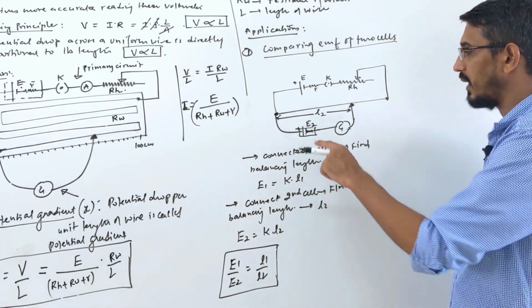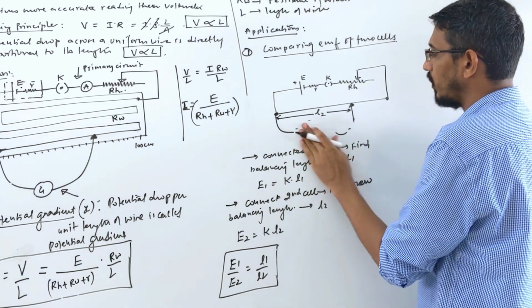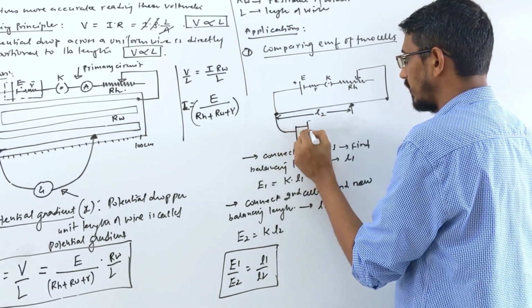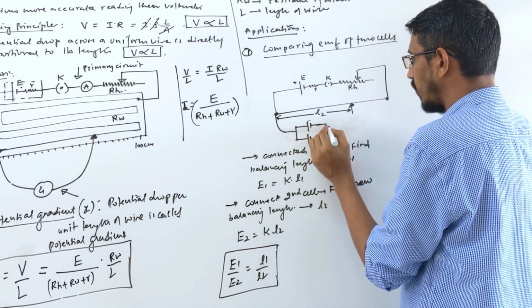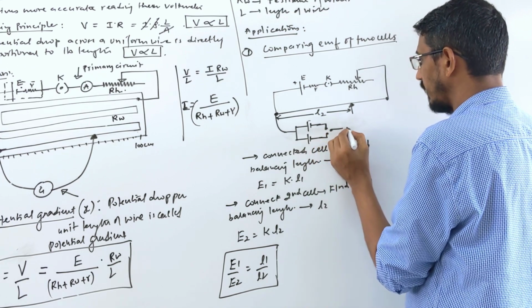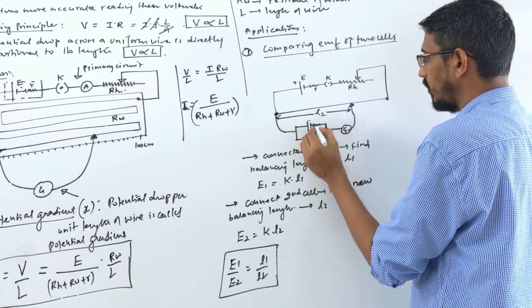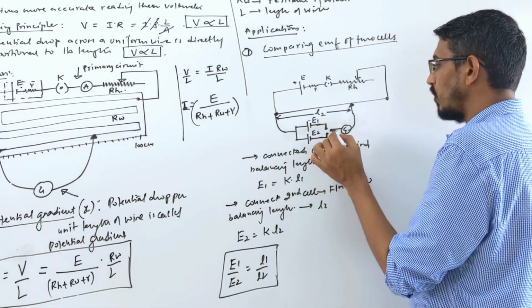In reality, I said you connect one by one, but in practice you don't do it like this. There is something called a two-way key. So both cells we connect together: this is cell 1, this is cell 2, and there is a key called a two-way key. So what is a two-way key? You don't need to remove these cells. You connect E1, you connect E2. No problem. This is called a two-way key.